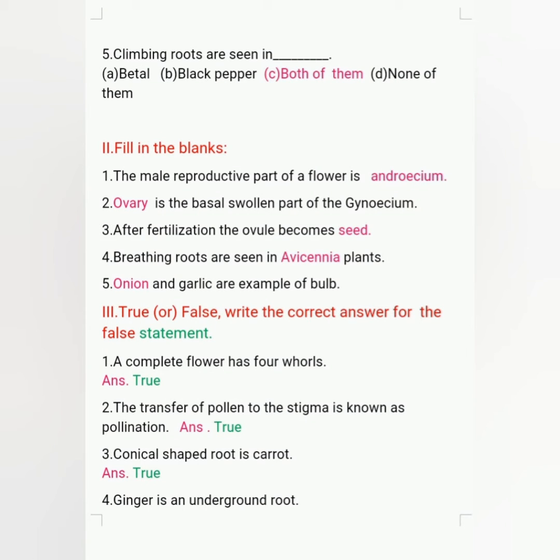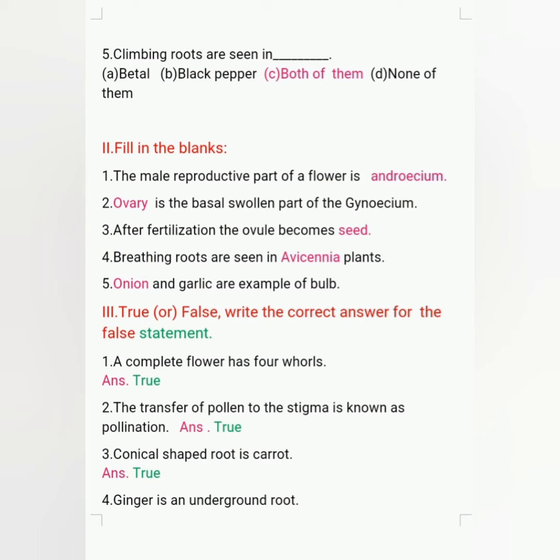Question number 5. Climbing roots are seen in dash. The options are betel, black pepper, both of them, none of them. The correct answer is both of them. Second Roman, fill in the blanks. Question number 1. The male reproductive part of a flower is dash. The correct answer is androecium. Question number 2. Dash is the basal swollen part of the gynoecium. The correct answer is ovary.